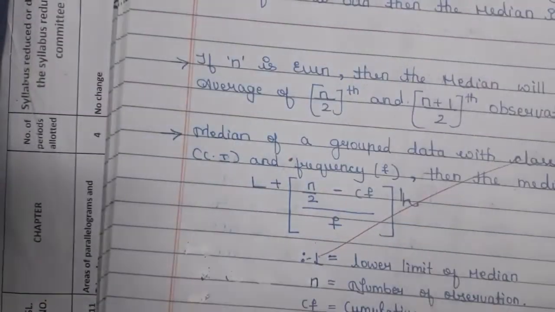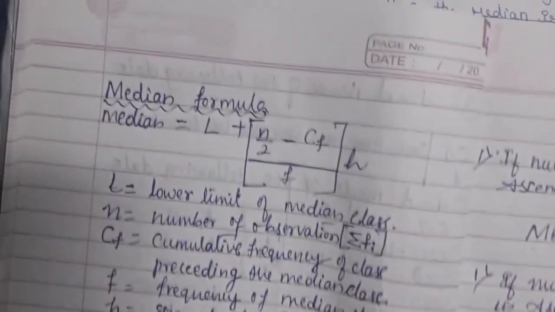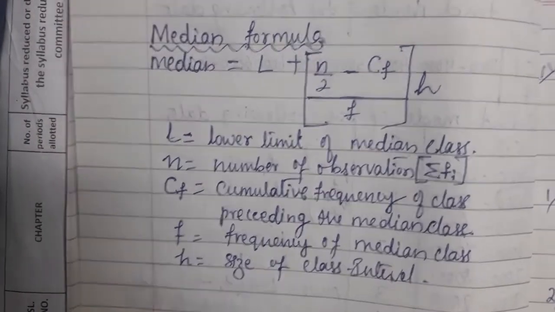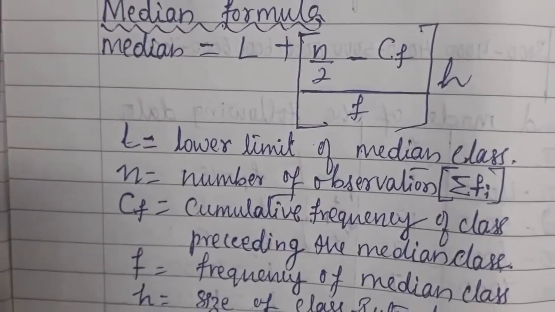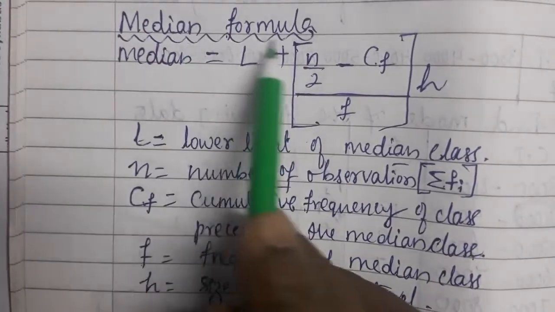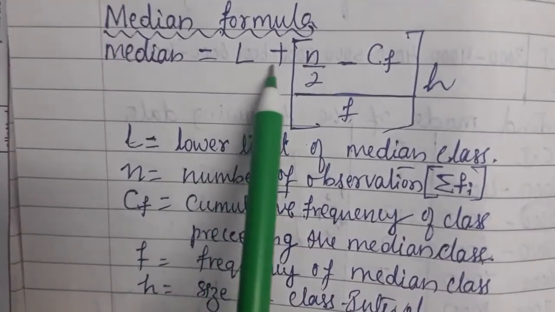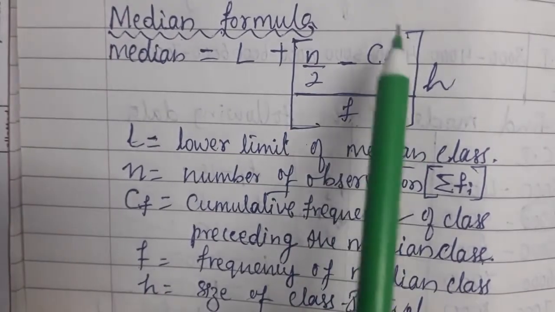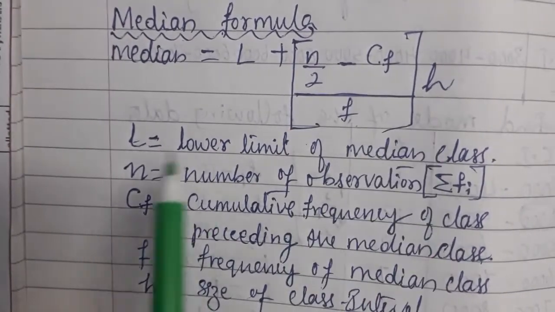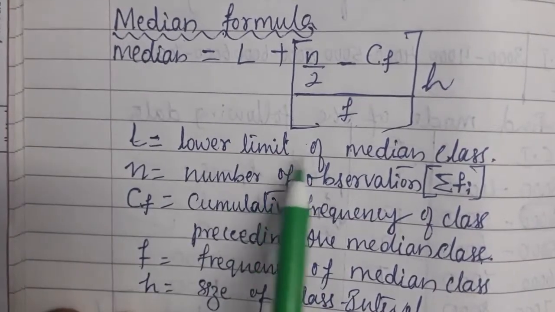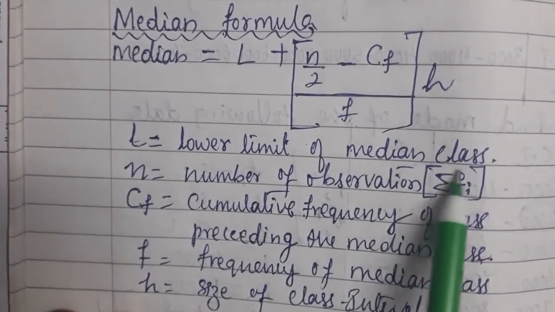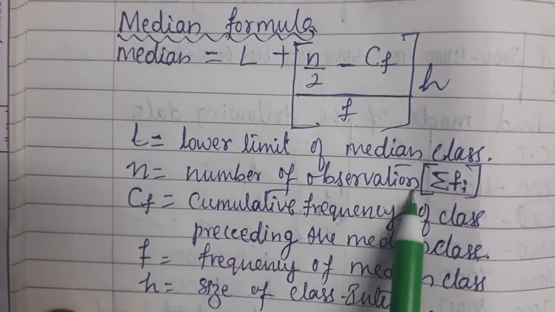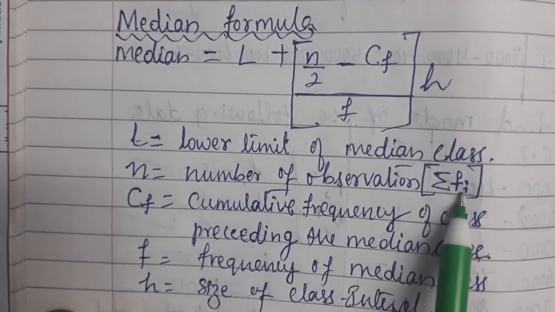Now what is the formula? The median formula is here. Median is equal to L plus (n by 2 minus CF) by F, into H. Now we'll see one by one. What is L? Lower limit of the median class interval. What is n? Number of observations. That means the sum of the frequency column.